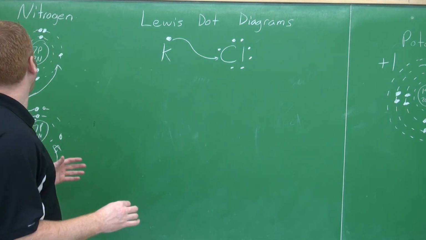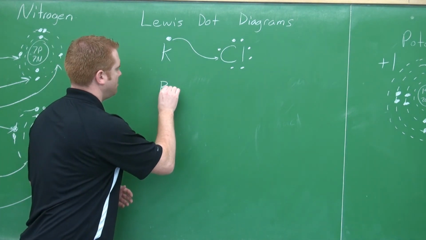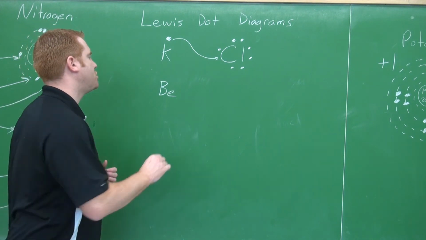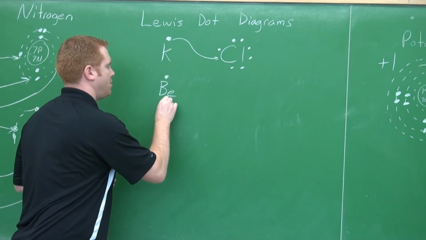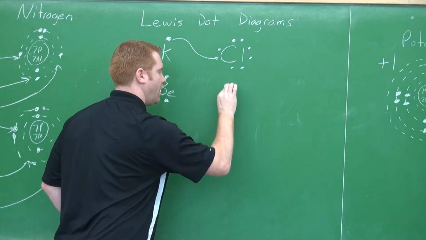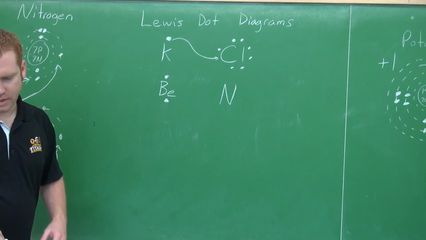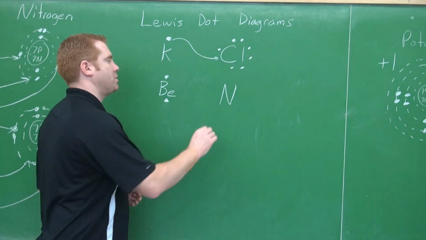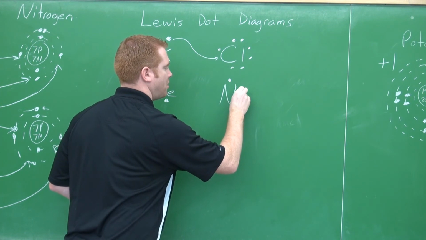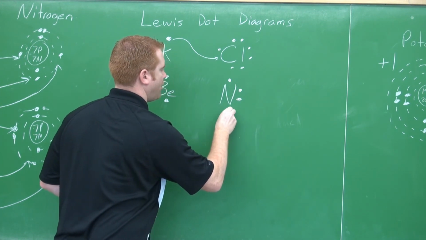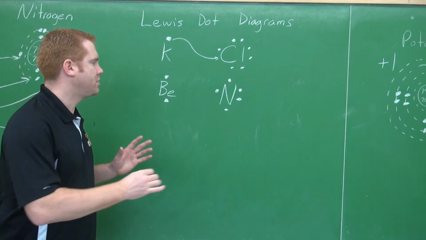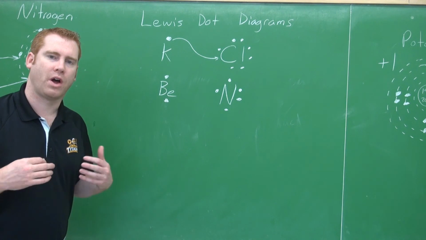Let's do it again for beryllium. Beryllium, Be, it's in group 2, so it has 2 valence electrons. I'm going to put them right there. With nitrogen, nitrogen, again, is in group 5, so it's going to have 5 valence electrons, because V is 5. So 1, 2, 3, 4, 5. And again, this would make the whole process of drawing out how that compound forms a lot easier.